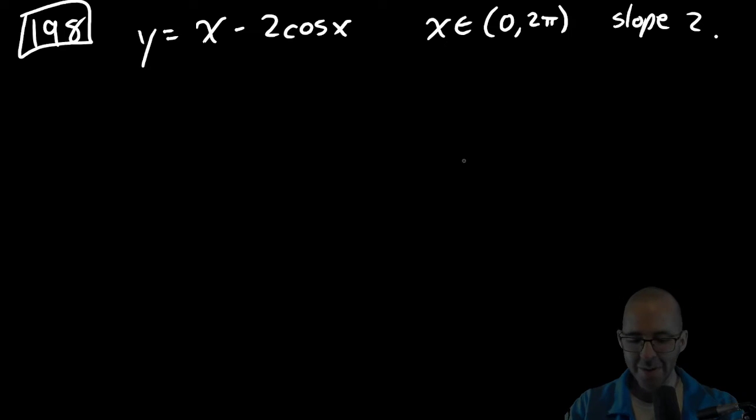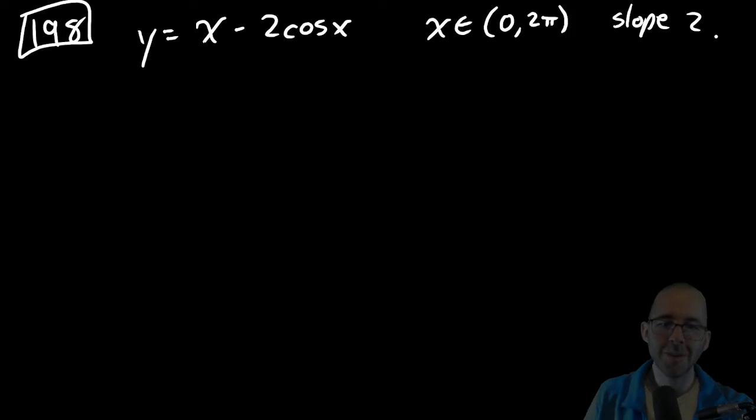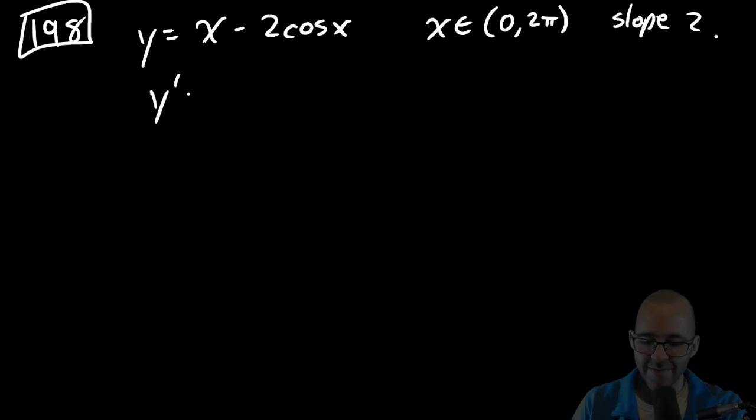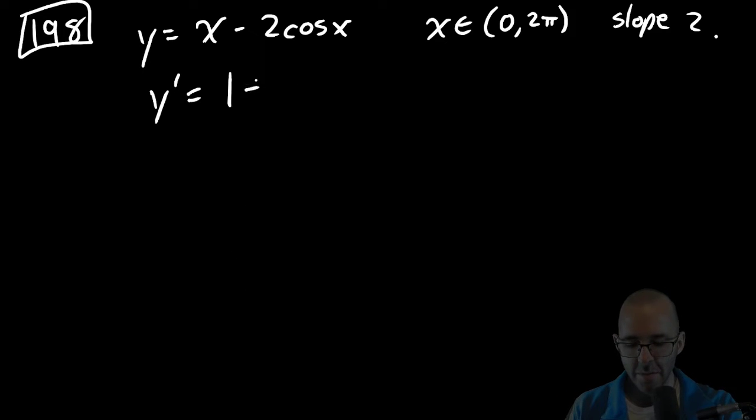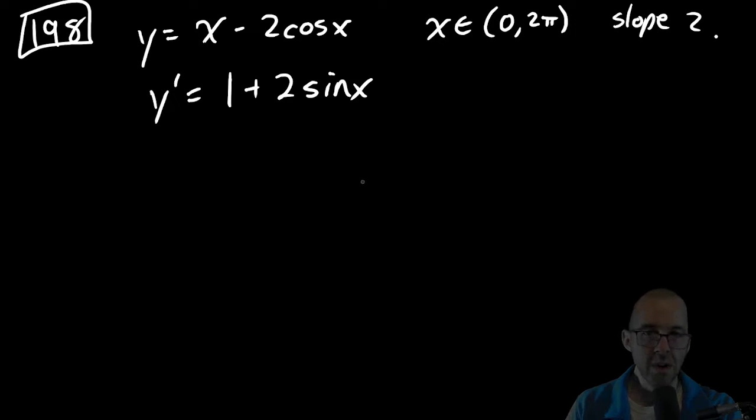We want to find where the slope is 2. So what is the slope? The slope is the derivative. The derivative is just 1 plus 2 sine of x, because the derivative of x is 1 and the derivative of cosine is negative sine. The negatives cancel. When is that equal to 2?